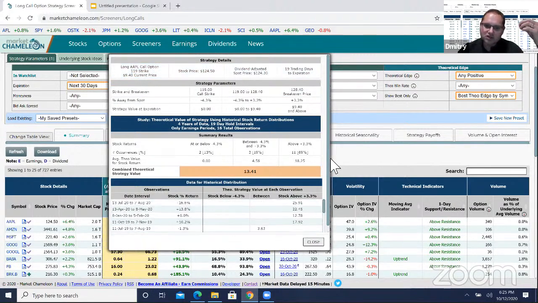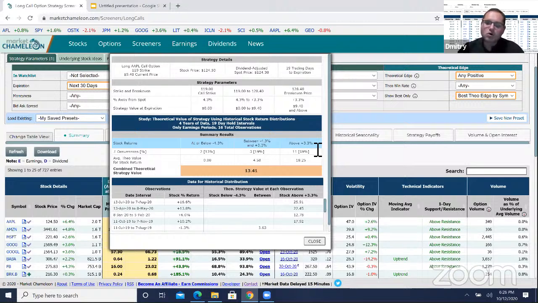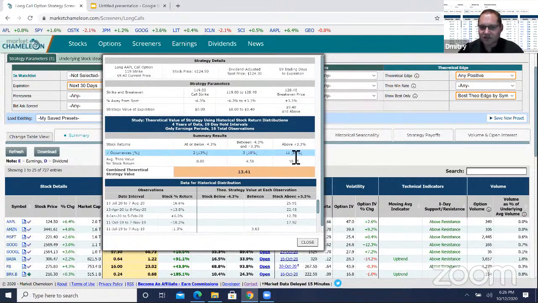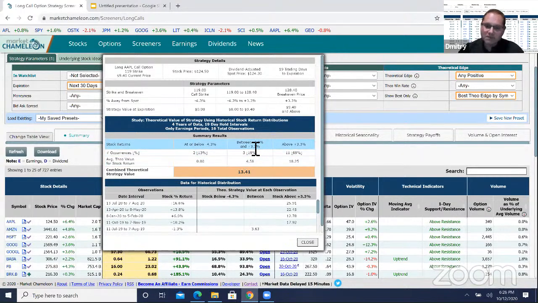So that's what this win rate is saying: historically, how many times did the stock go above 3.3% in this similar scenario? That happens 69% of the time. 11 out of 16 times, 69% of the time, for an average price of $18.25. 19% of the time, the stock finished in the money, but not enough, so it was a loser. On average, that was $4.58.